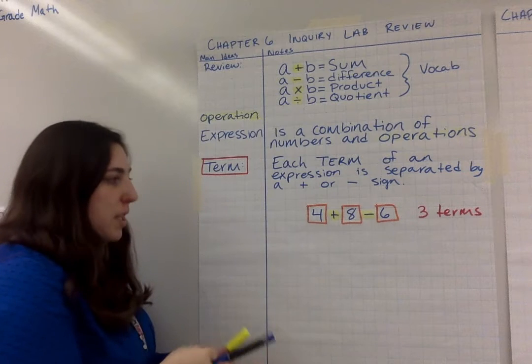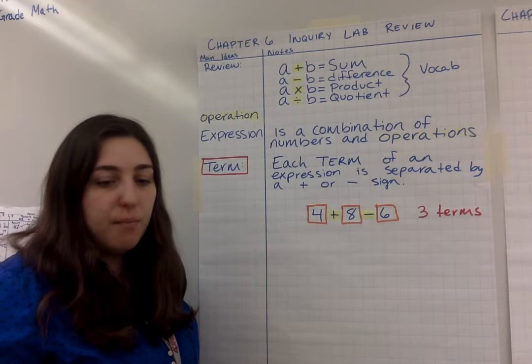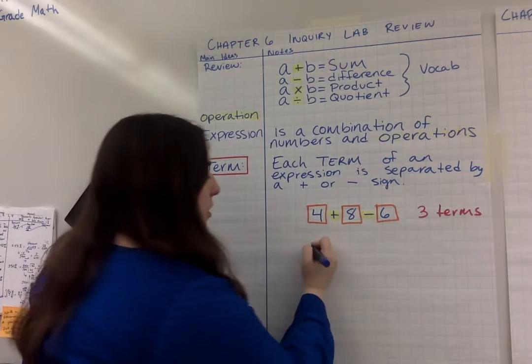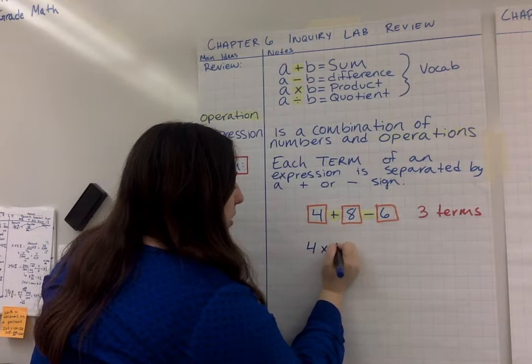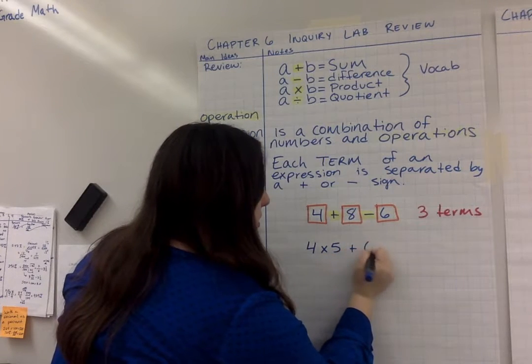So 3 terms in that expression. Now let's look at the next expression. 4 times 5 plus 6.